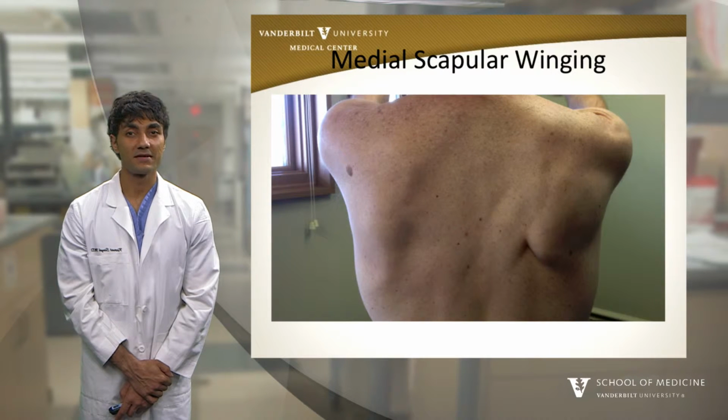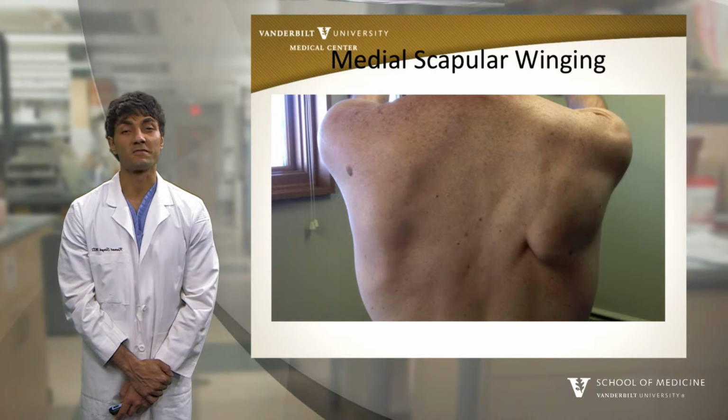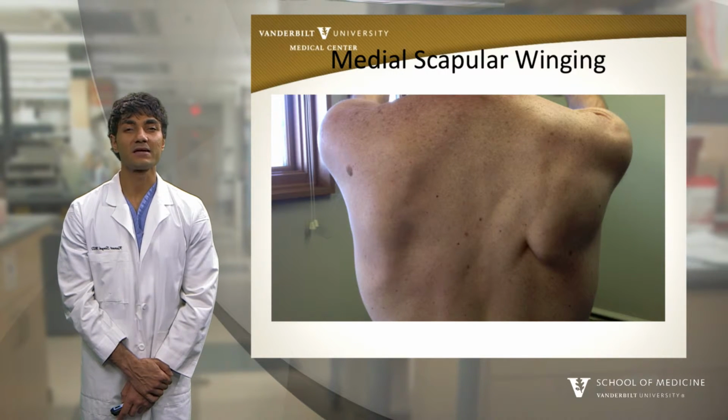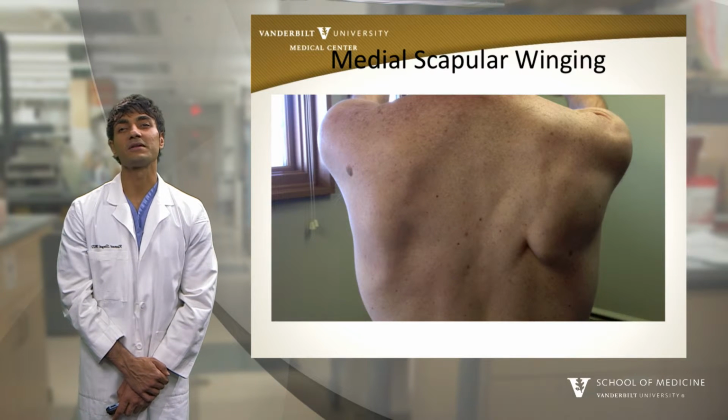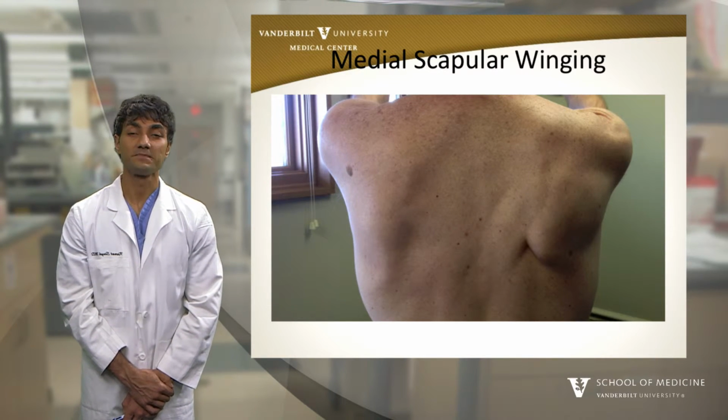Again, like I already said, look at the patient from the backside as well as they're lowering their arm from forward elevation. This patient on the right side has lifting of the medial portion of the scapula, and you can see that in cases of long thoracic nerve palsy.